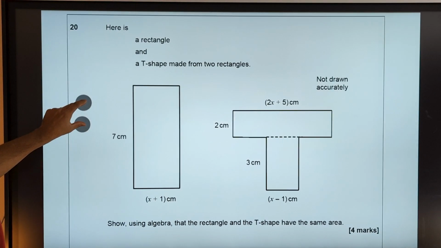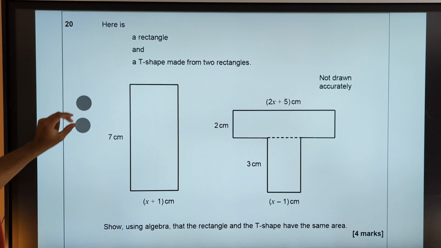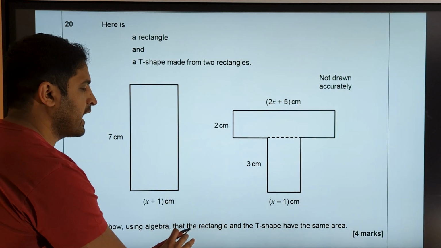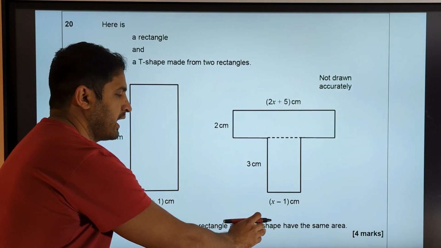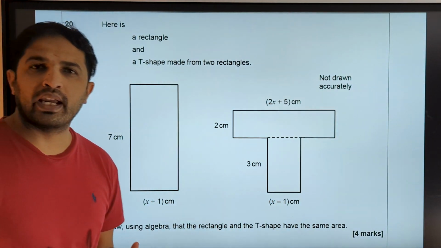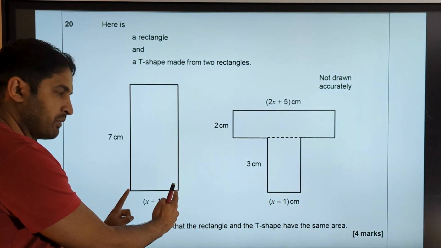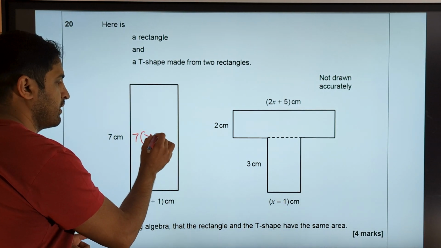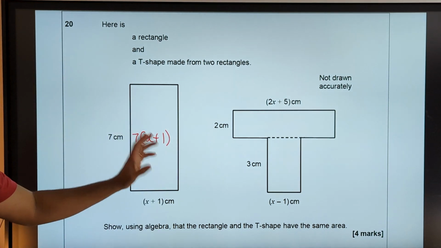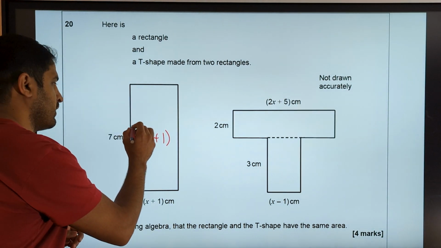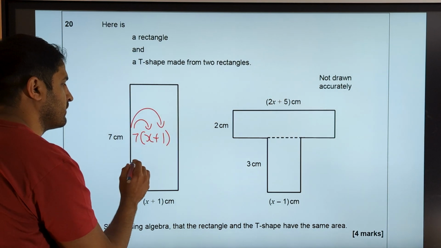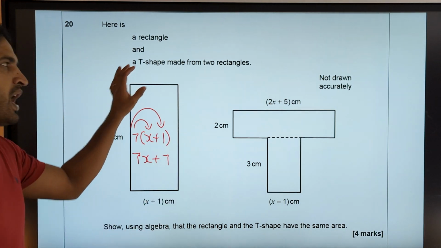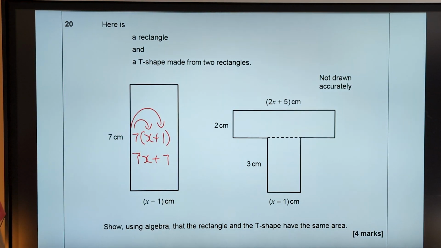Question 20. This was a question that came up in both papers, foundation and higher. Using algebra, show that the rectangle and the T-shape have the same area. How do we work out the area? We multiply one length with the other length. So here we're multiplying 7 by x plus 1. You can multiply out and get it sorted, and you would get 1 mark. Write these things down. 7 times x gives you 7x, 7 times 1 gives you 7. So the area of this rectangle is 7x plus 7.